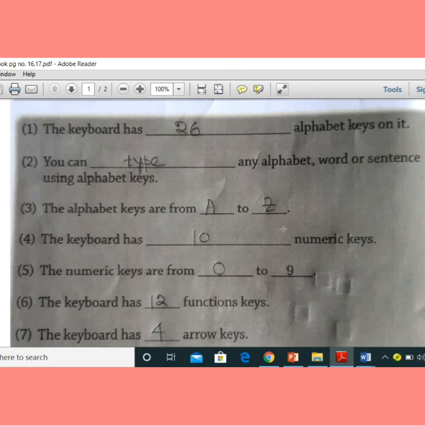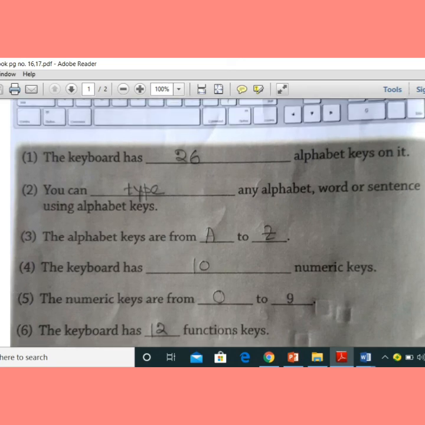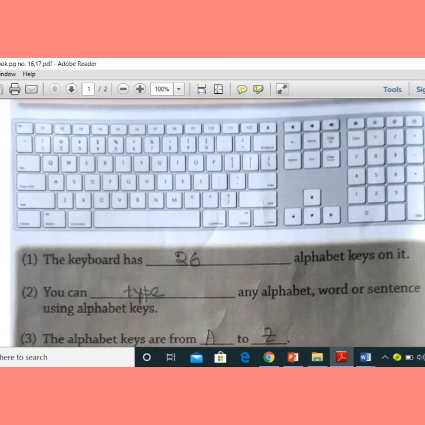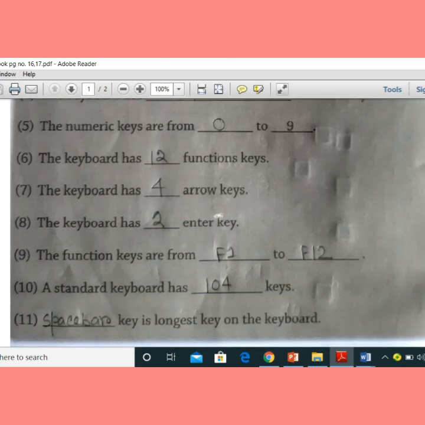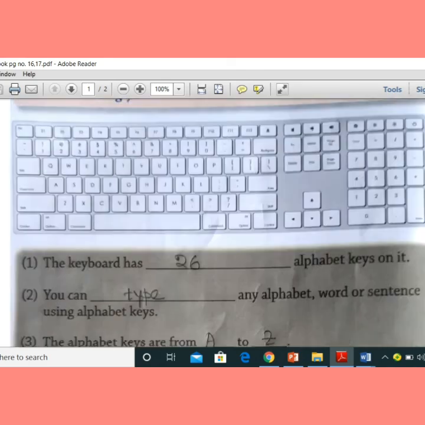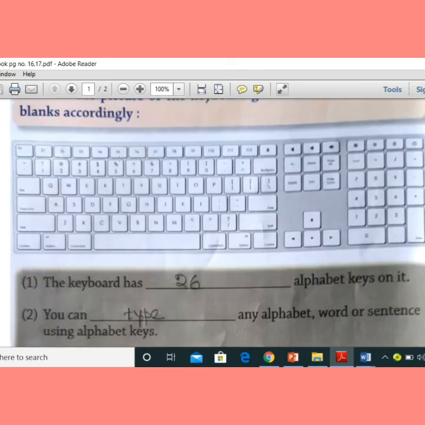Now the keyboard has dash numeric keys. So on the keyboard, see, there are keys from 0 to 9. That means 10 numeric keys. So the answer is 10 numeric keys. Now the next is: the numeric keys are from dash to dash. So the numeric keys are from 0 to 9. Clear? Number 6 is: the keyboard has dash function keys. So I have discussed in today's class that there are 12 function keys.